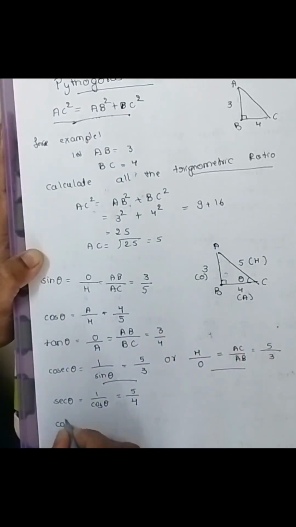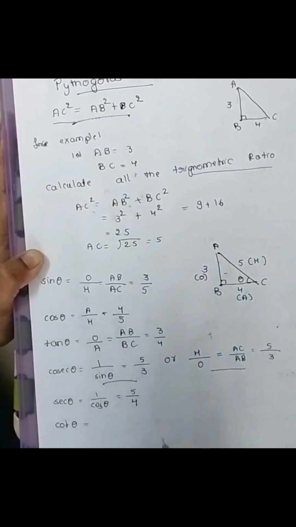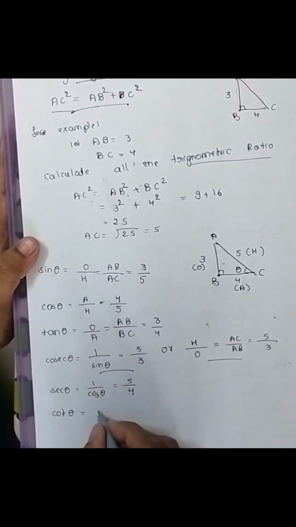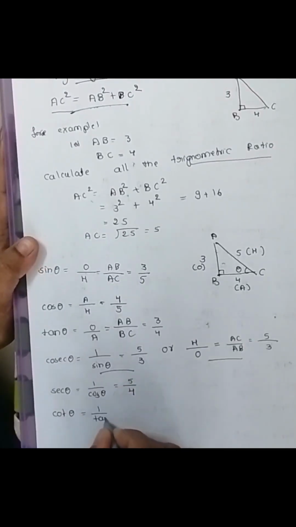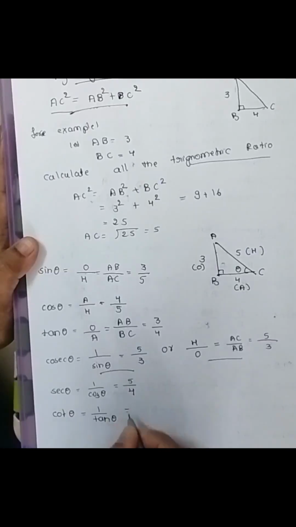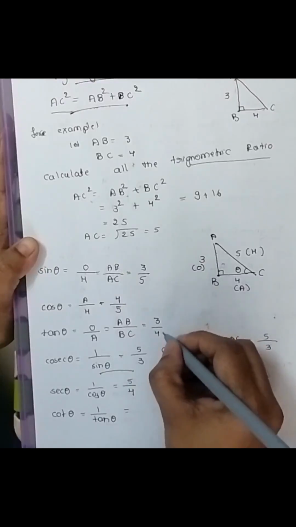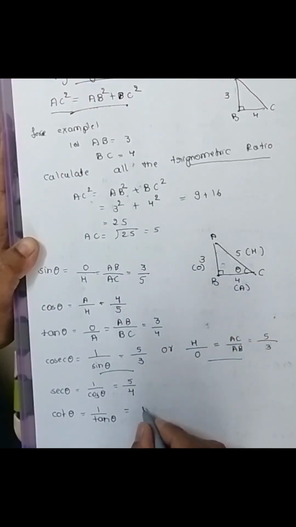So the next thing is the cot theta. What is the cot theta? Cot theta is the reverse of tan theta, right? We just learned the relation between the cot theta and the tan theta. What is tan theta? We got 3 by 4. So we will get the cot theta as 4 by 3.